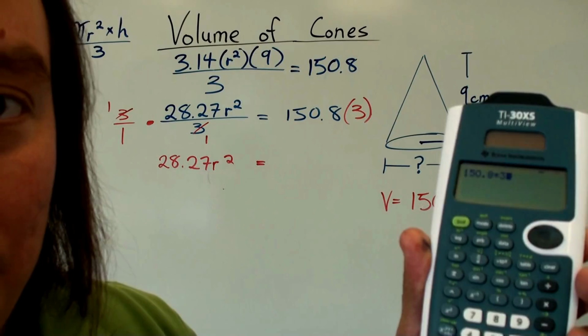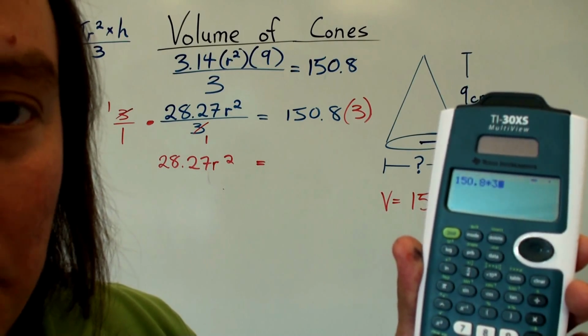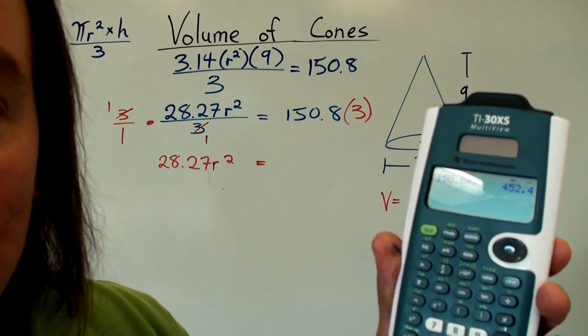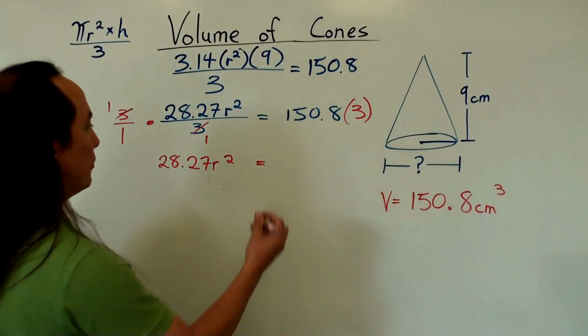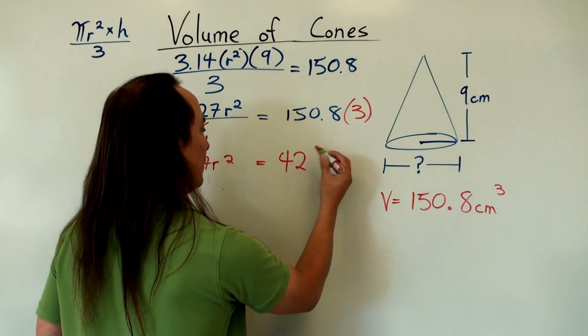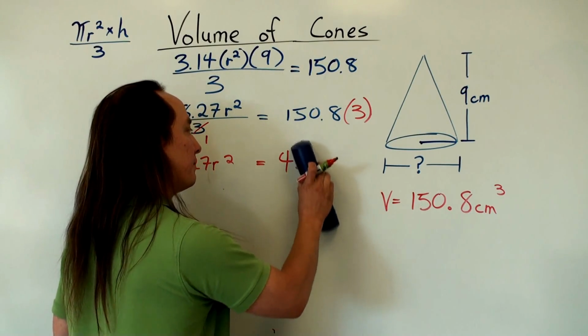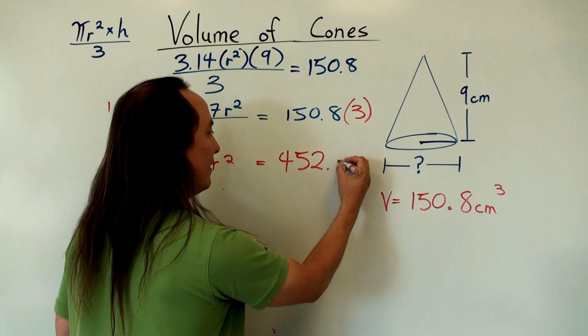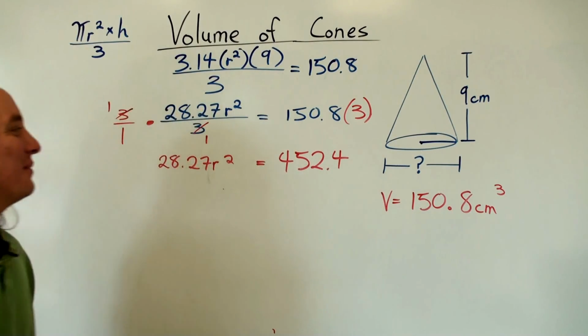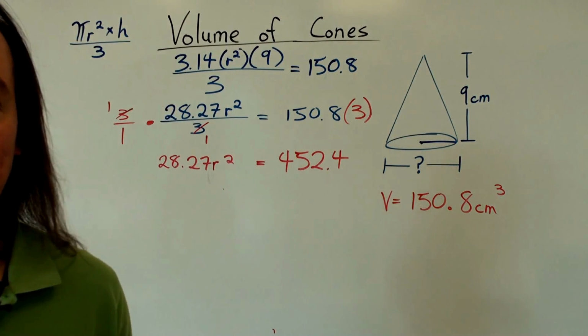So anyway, here we go. 150.8 times 3 is equal to 452.4. So let's go ahead and put that down. 452.4. Oops. It's kind of the end of the day, guys. Bear with me. So 452.4.